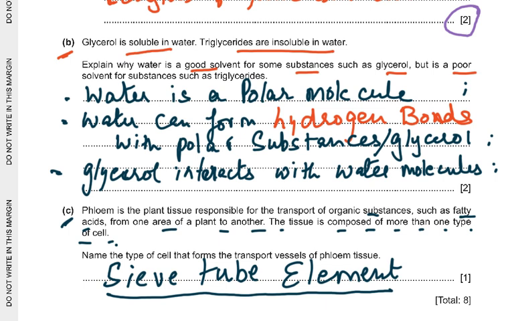Sieve tube element. Phloem was given in the question, so writing phloem is not going to get you a mark. You must be hyper careless if you are writing phloem. It's written in the question, form the transport vessel of phloem tissue.